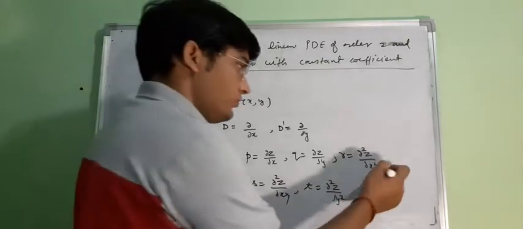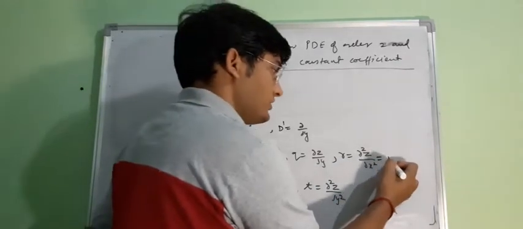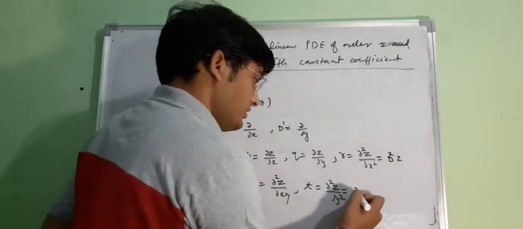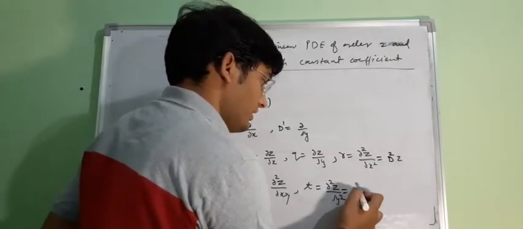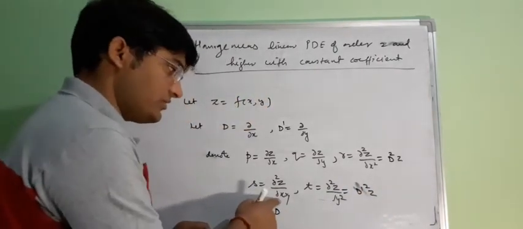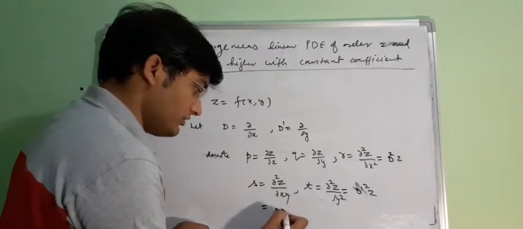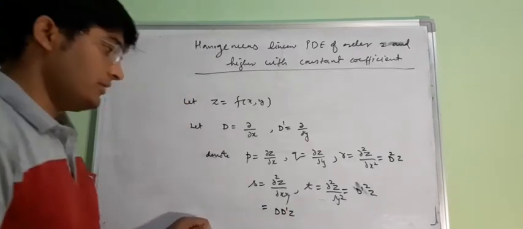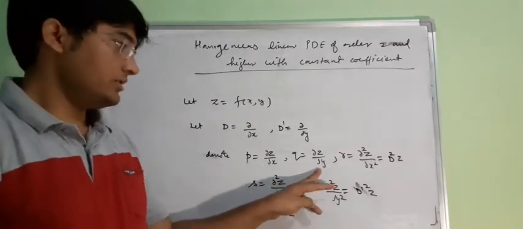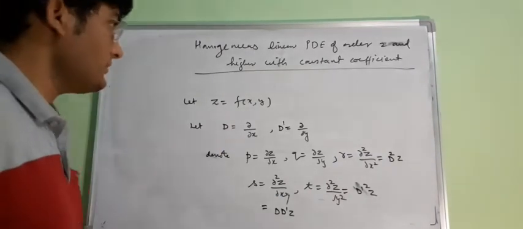And here we can also write r as del 2 upon del x2, that means 2 times differentiation with respect to x, so we can write it as D square z, and t can be written as D dash square z, and s can be written as D D dash z, that means partial differentiation with respect to x, then with respect to y. So we will need these notations in our problems.